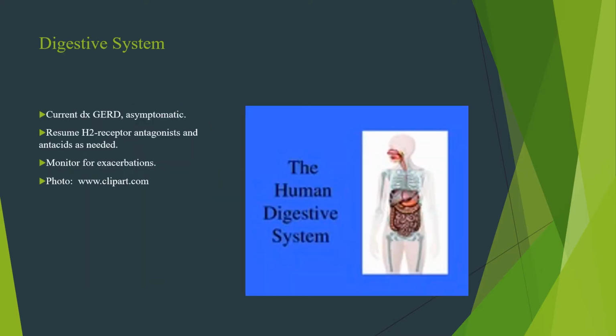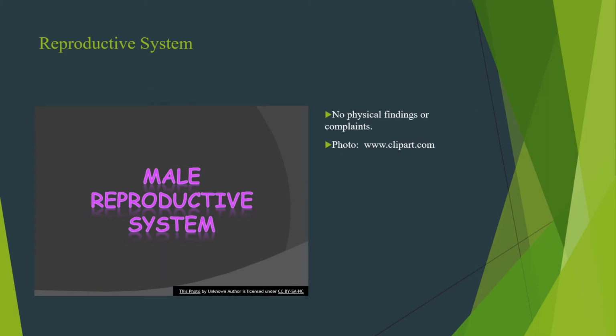His digestive system, due to his diagnosis of GERD right now, which is basically asymptomatic, we're going to resume his H2 receptor antagonists and antacids as needed and monitor for any exacerbations. The male reproductive system, on examination and on patient interview, basically there are no physical findings or complaints at this time, so we're just going to wait and see if anything occurs with that.